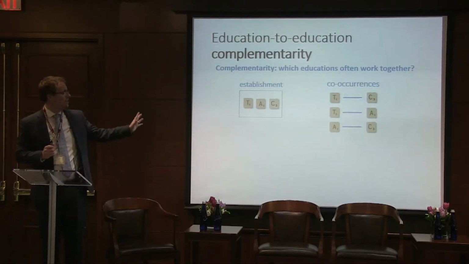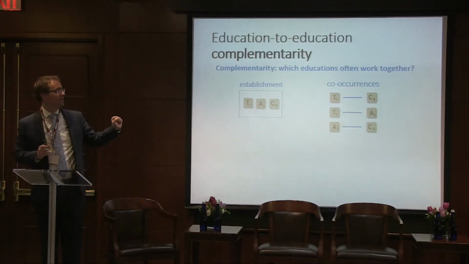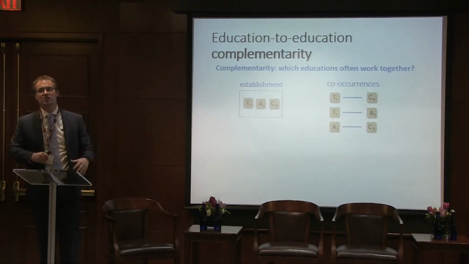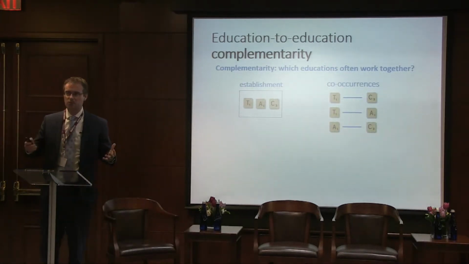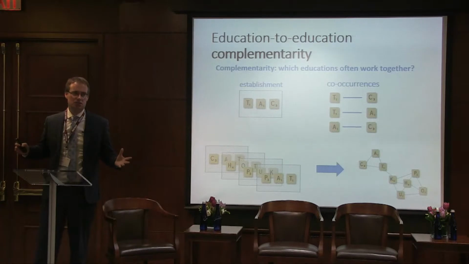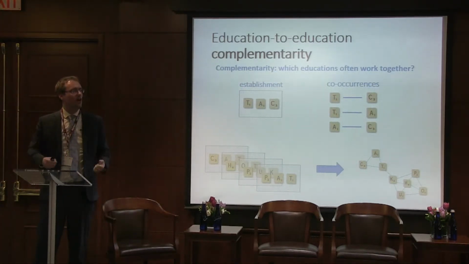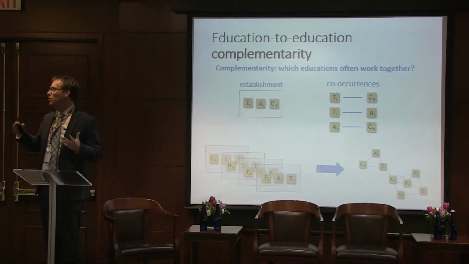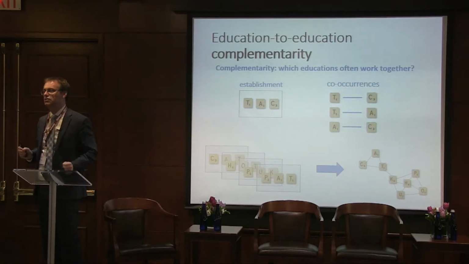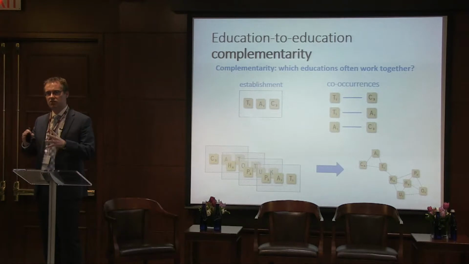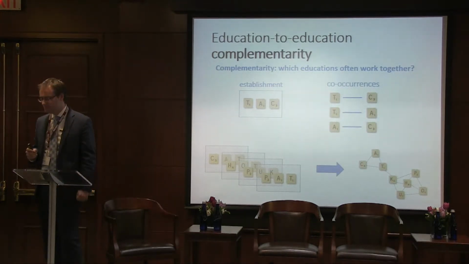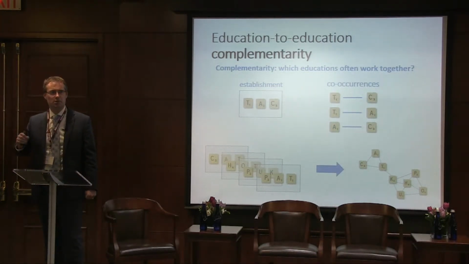That means that in this establishment, the letters T and C, T and A and C co-occur. So you can count that. And you can do that for all of the establishments in the economy. And then you get a measure that tells you how often people with a particular set of educations co-occur as colleagues in the same establishment. And that tells you something about how complementary they should be.